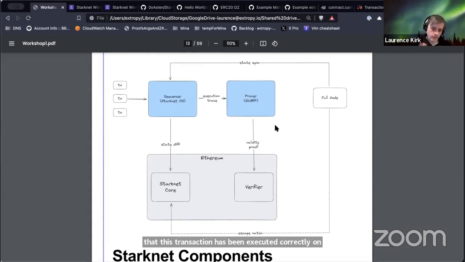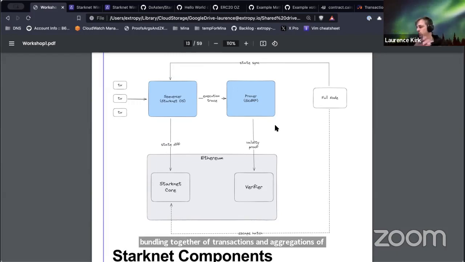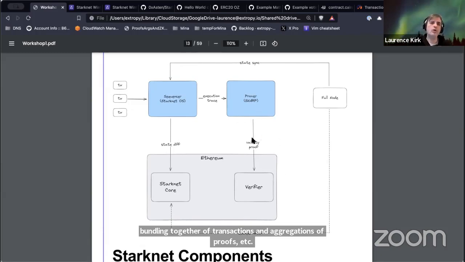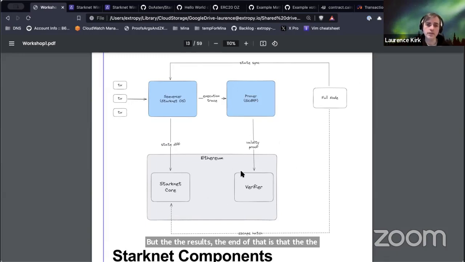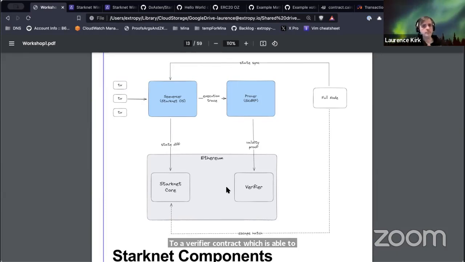There's also extra things happening. We do have bundling together of transactions and aggregations of proofs, etc. But the result, the end of that, is that the proof of a number of transactions gets sent to Ethereum, the layer 1, to a verifier contract, which is able to verify a zero knowledge proof. And that shows that our layer 2 Starknet is working correctly. And then the fact that has happened can also go to other contracts and other parts of Ethereum.